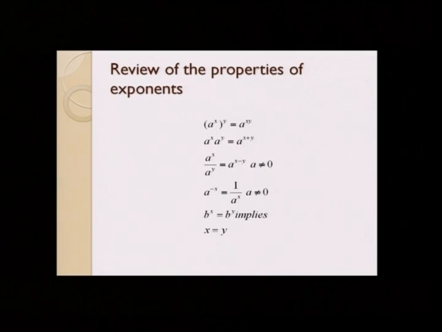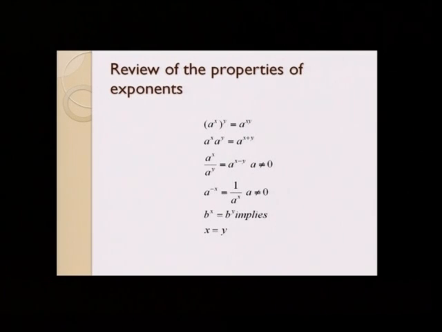If you have a negative exponent, a to the negative x, that's equal to 1 over a to the x. And then possibly the most important part, because we're going to prove a lot in this chapter: if you have the same base raised to one power equal to the same base raised to another power, that implies that the two exponents are equal to each other. In today's work, and the problems we're going to work on, that's probably the most important property of exponents that we're going to talk about.